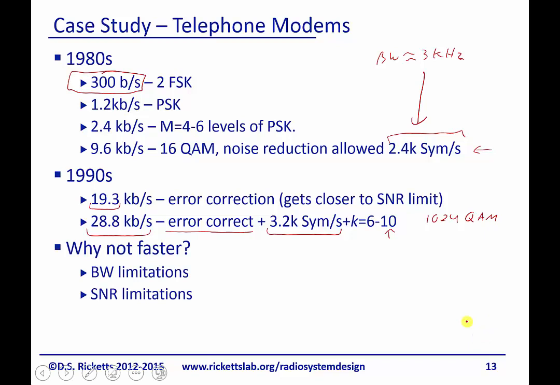And so you might ask, why didn't they go faster? Why not go to 40 kilobits, 80 kilobits? And really it has to do with these two fundamental limitations. One is bandwidth. They don't have any more than around 3 kilohertz on a phone line. And the signal-to-noise ratio doesn't get much better than 30 dB.